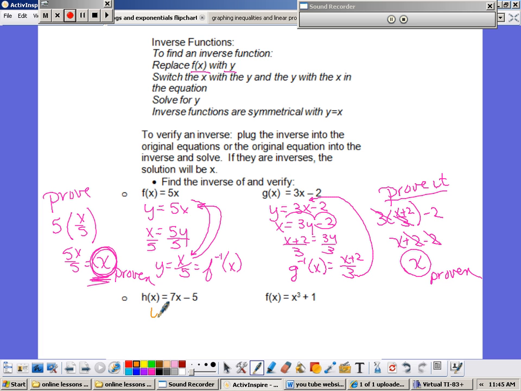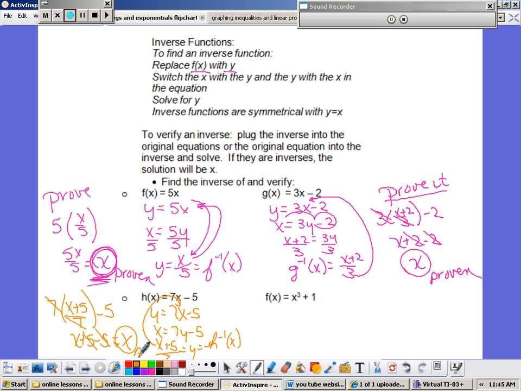Change to y. Switch. Solve. So this is h inverse of x. Prove it. Plug it back in. 7 times x plus 5 over 7 minus 5. x plus 5 minus 5. x. Proven.